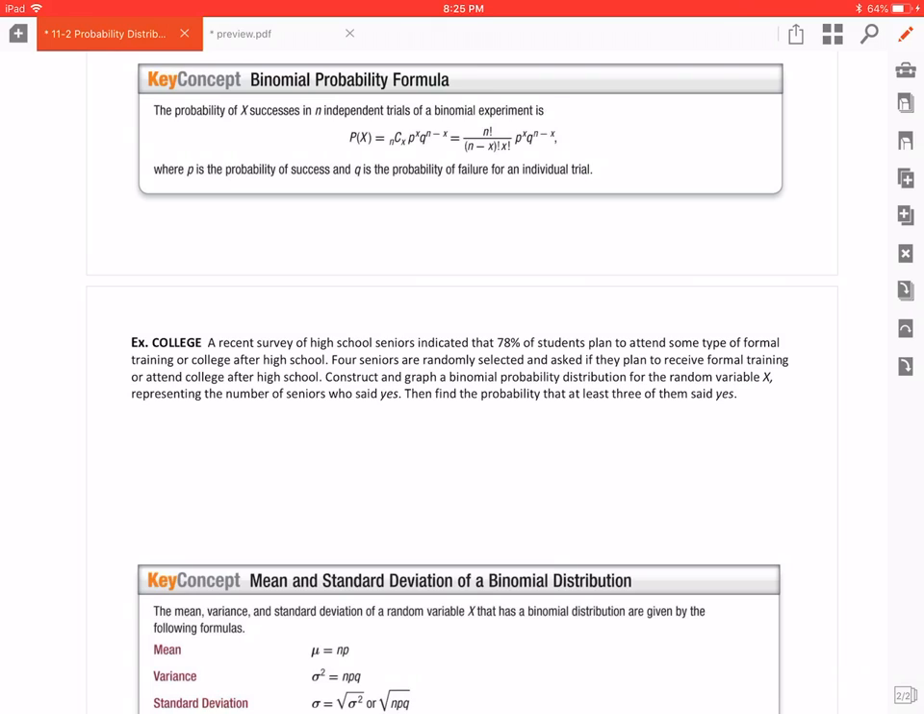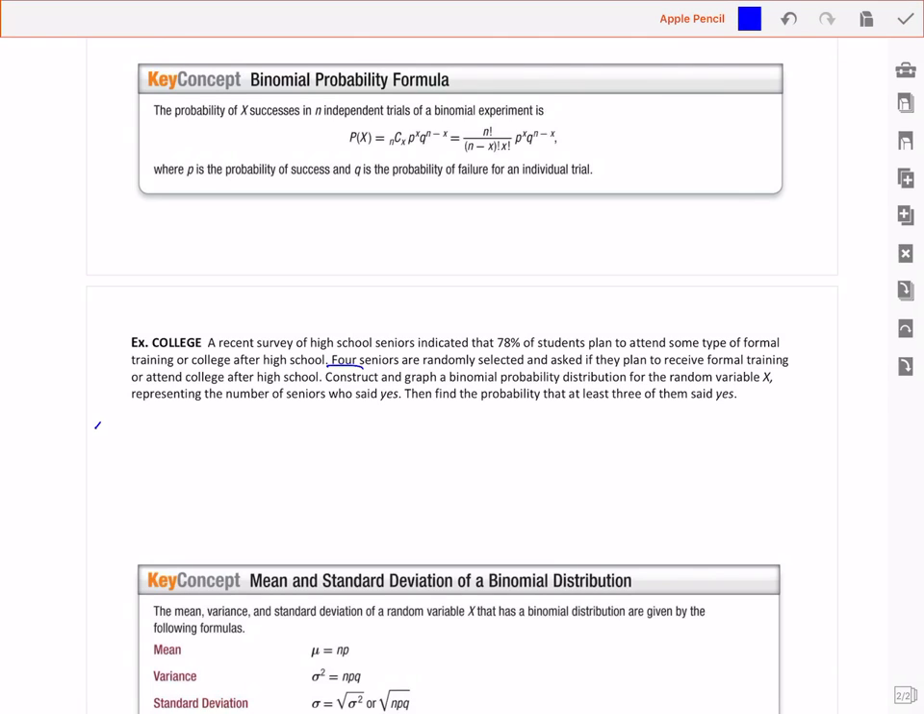Okay, so this is a binomial. We have 4 as our N. We have a P and a Q. P is having some kind of plans after high school. Q is not having plans. Our probability of success appears to be 78%. So yes, this is binomial. So what we need to do to make a probability distribution, we need to find the probability for 0, 1, 2, 3, and 4.